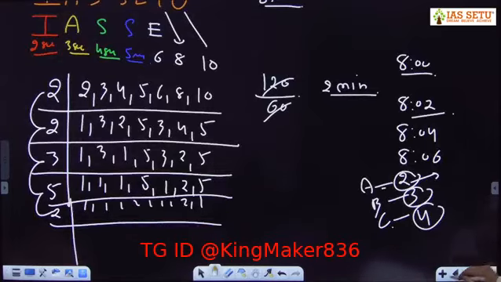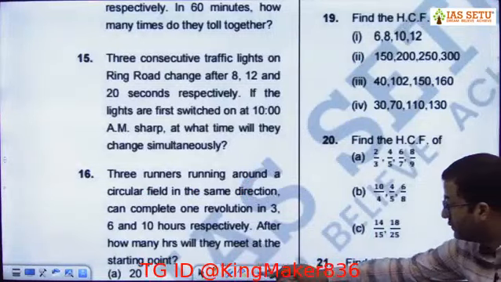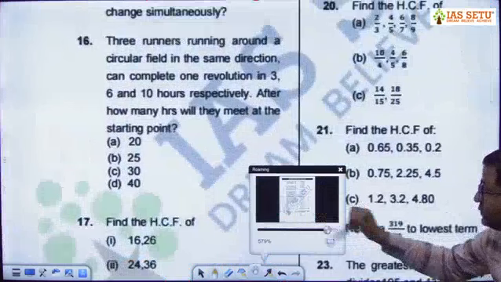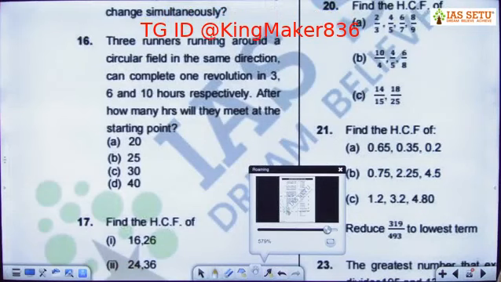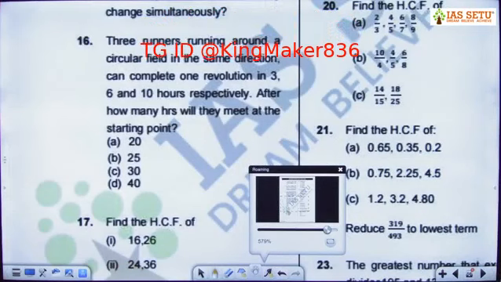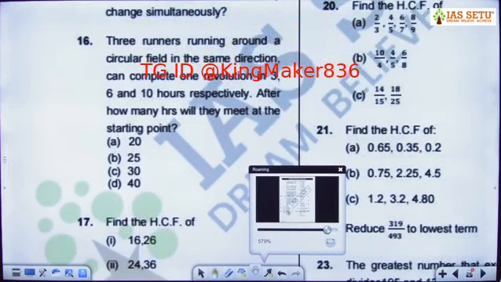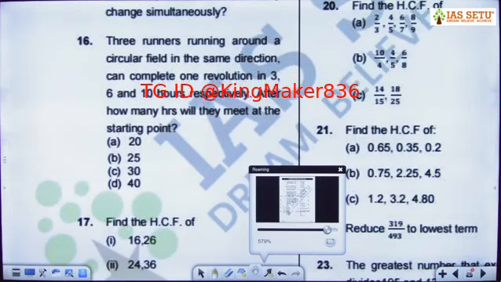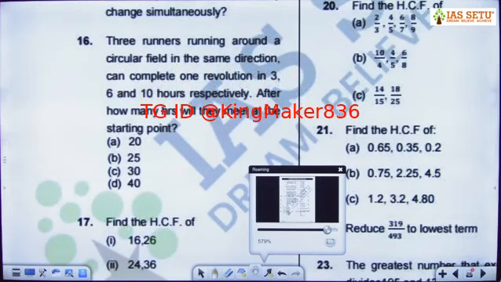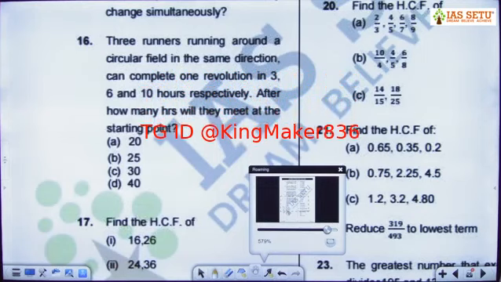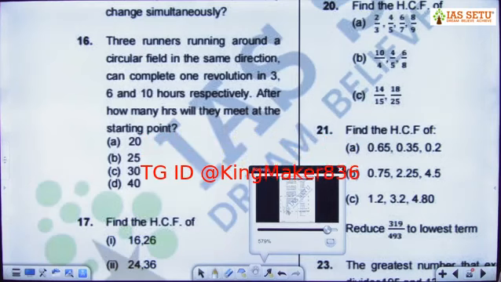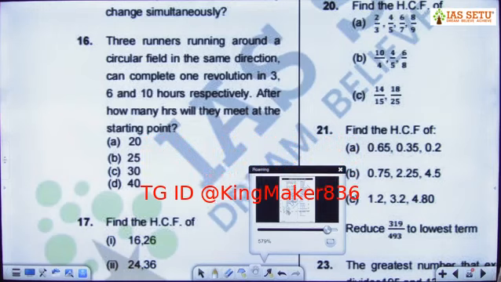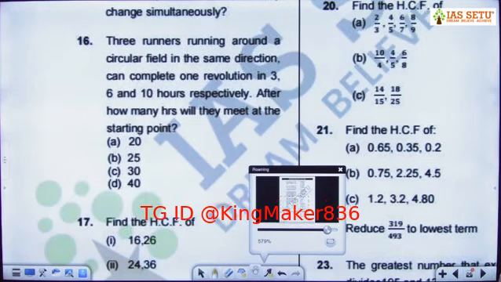Now here is the next question, question number 16. Three runners running around a circular field in the same direction can complete one revolution in 3, 6 and 10 hours respectively. After how many hours will they meet at the starting point? Okay, so here we have a separate topic, circular motion, which I will take in detail because last year also I have taken it and we got a question in 2025.